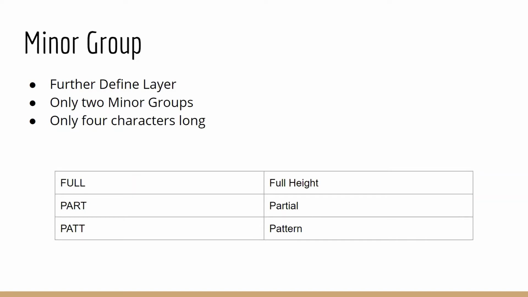Minor groups. As mentioned before, the minor groups are optional because they're meant to help further define what is contained in each layer of the major group. Some examples can be found in the table located at the bottom of the slide. With minor groups, you're allowed to use whatever name you want to define the layer. It just has to follow the rules of the major group so that the name can only use 4 characters and only 2 minor groups are allowed.